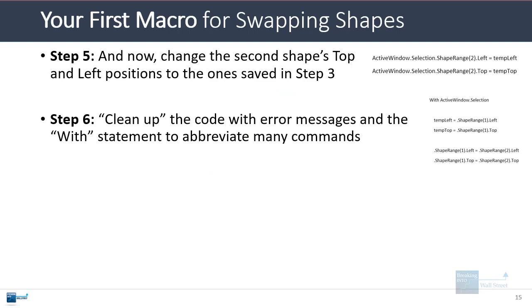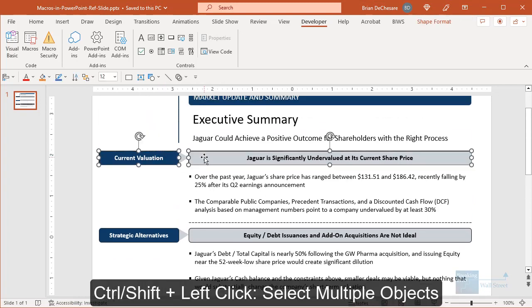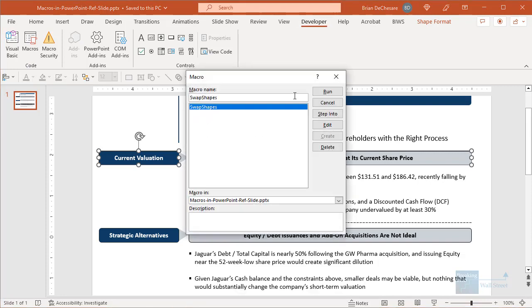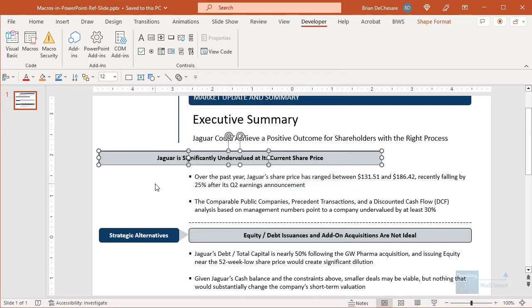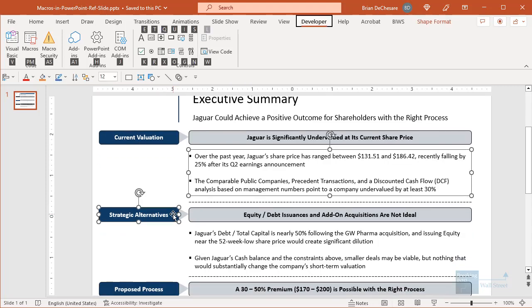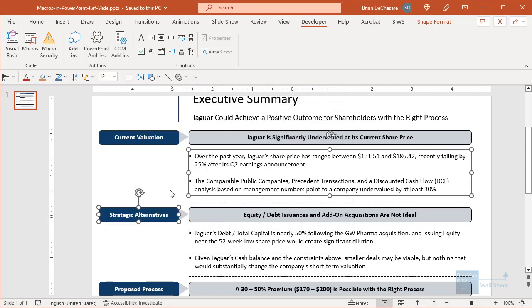So we have that, which means that we're now on step 7, which is testing the macro. Let's go to our reference file here and see if this actually works. Let's select these two shapes, Shift and left click, Alt-L-PM to go to our macros, Swap Shapes and run, and they have swapped positions. Let's try it for something a little less obvious. Let's try these two, Swap Shapes, and now these have swapped positions as well.